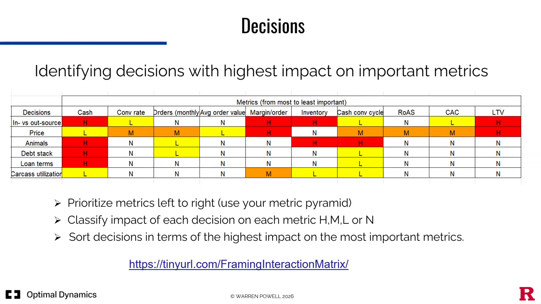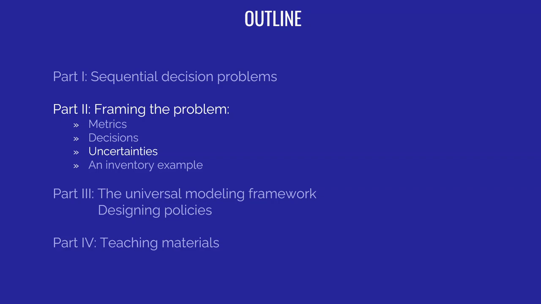Initially, just list the decisions. In this spreadsheet, which you can download from the link down there, you enter H if that decision has a high impact on that metric, M for medium, L for low, N for none, and the spreadsheet will fill in and color it, so H will turn red. Then you look at this, and again, just using judgment, identify the decisions that have the highest impact on the most important metrics. In this way, you can filter down your decisions. Okay, let's go to uncertainties.